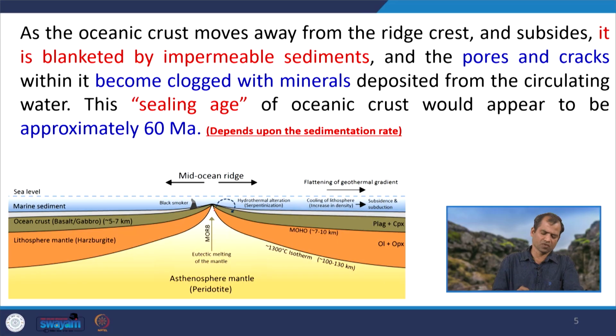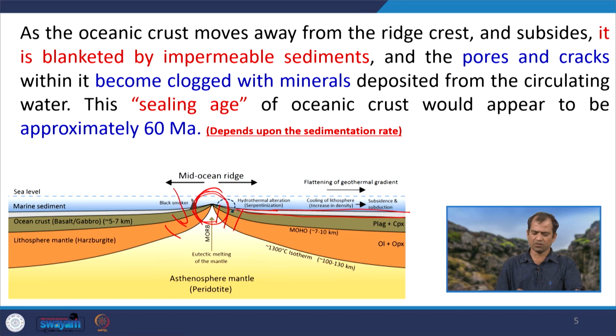Because if you remember our earlier class, we talked about the mid-oceanic system, where layer 1 is the sediment. Here, layer 1 gradually increases in thickness towards the subduction zone or towards the continent. At the mid-oceanic ridge, layer 1, the sediment, is very negligible or may not be there. So, once cracks develop here, the cracks are open, allowing water to percolate down.